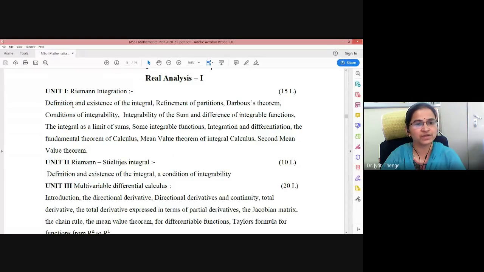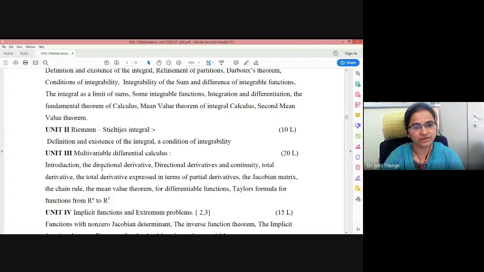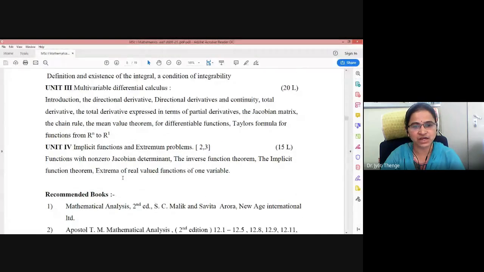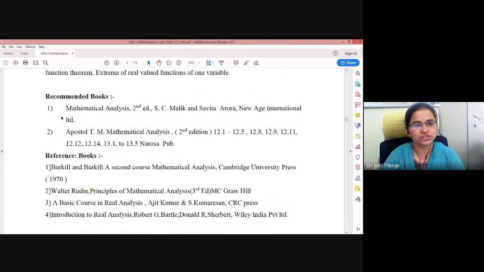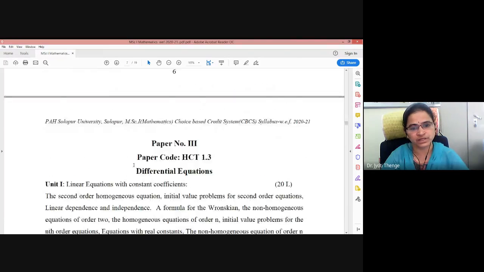In this paper, we have 4 units in all. First is Riemann integration, second Riemann Stieltjes, multivariable differential calculus, implicit function and extremum problem. If you look at the recommended books, we are using 2 different books. First is Mathematical Analysis by S.C. Malik and Savita Arora. Second is T.M. Apostol, Mathematical Analysis. Apart from this, we are using many other books for our references.